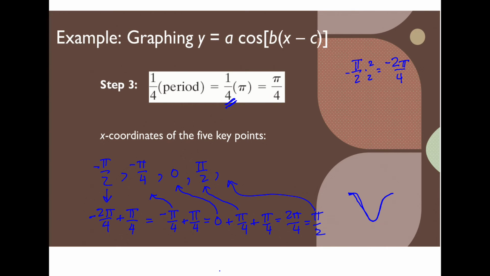Actually, this was supposed to be pi over 4. Somehow I put pi over 2. I don't know why. Let's put the 4 back in there. And then my last one was pi over 2. So I'm at 90 degrees. And these are the 4 key points over which we will now graph our equation.